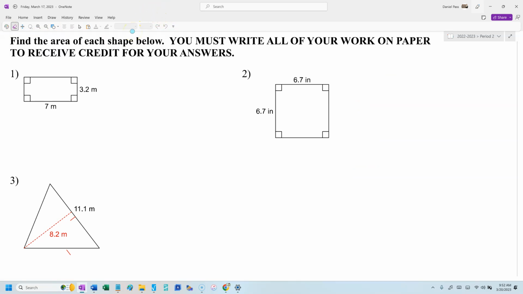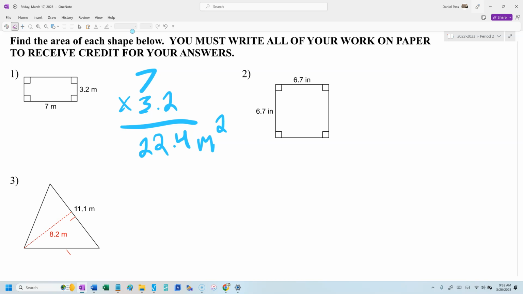How do we do it? So you multiply the base times the height. 3.2 times 7. And what do we get? 22.4. Is that correct, everybody? Yeah. Meter squared.